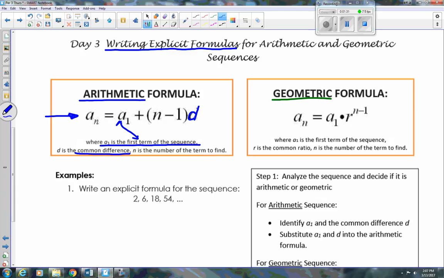Now, we have to remember in this formula, this n is a subscript, and it is the first, second, third, fourth term, whichever term we're looking for: 1, 2, 3, 4. We'll go over more of that as we do some examples. Well, there's our formula for an arithmetic sequence. If we are looking at a geometric sequence, our formula looks a little different.